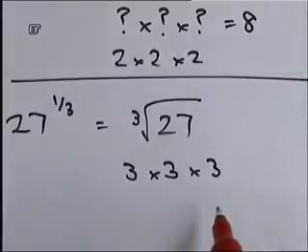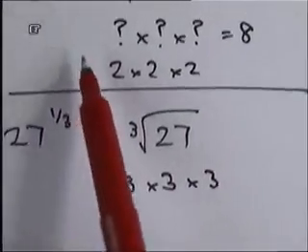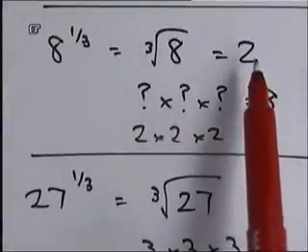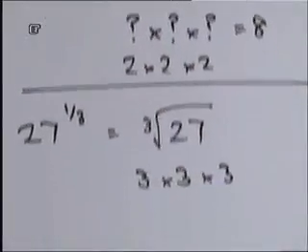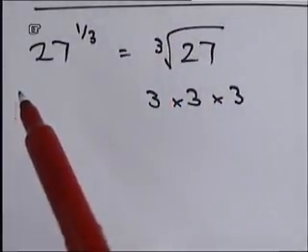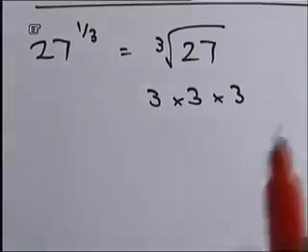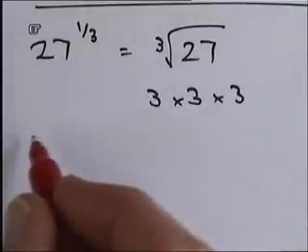If you're doing a non-calculator paper and you're asked to do cube roots, they're going to be fairly straightforward. You've seen the cube root of 8 is 2, because 2 cubed is 8, 3 cubed is 27, 4 cubed is 64, 5 cubed is 125. If you can remember those, that could be very useful.